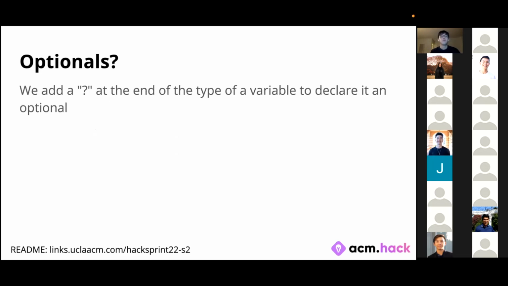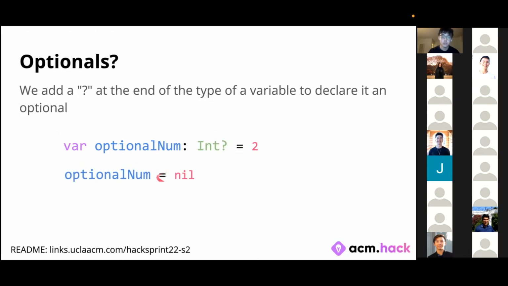The way we define optionals in Swift is to add a question mark at the end of the type of a variable to declare it as an optional. And it looks like this. It's almost the same as declaring an integer, but the difference is we have a question mark at the end. That just means that this optional number could have a number, or it could have the nil value. In the line straight after, we set it to the value nil. We can do that if it was of type Int?, but we can't do that if it was of type Int.